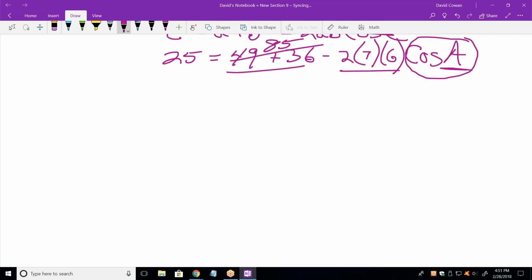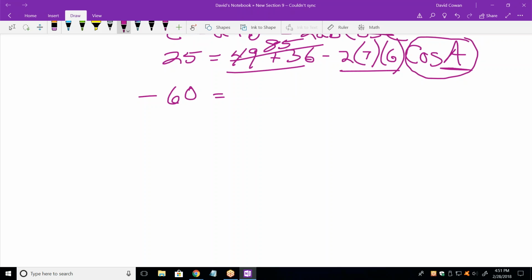Let's do this step by step. Get rid of the 85 first. So you subtract that from 25, so that's 25 minus 85. Equals what? Negative 60.